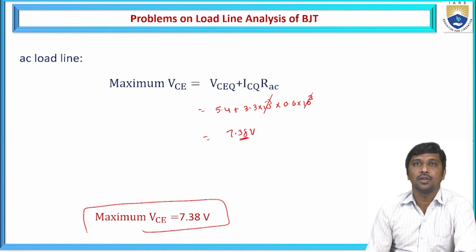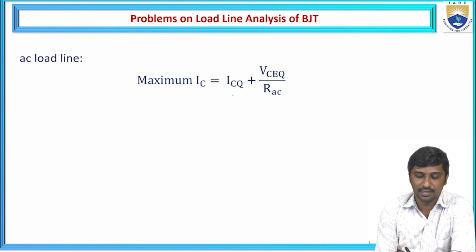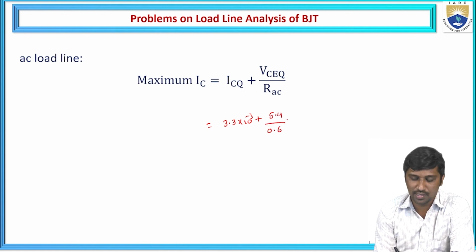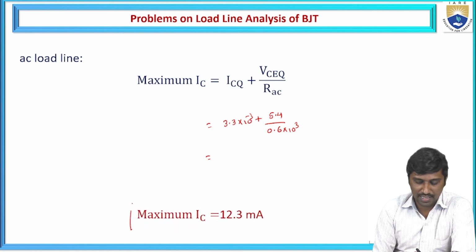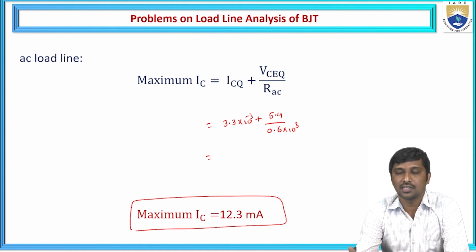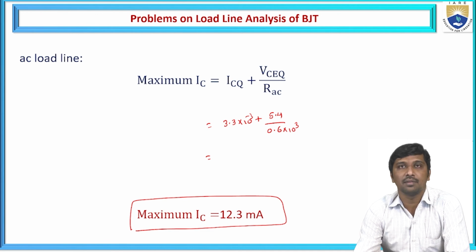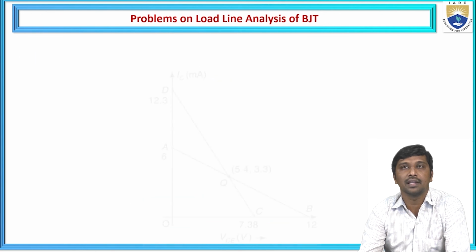Similarly, we need to find the maximum collector current. The maximum collector current is represented as ICQ plus VCEQ divided by RAC. The ICQ value is 3.3 milliamperes plus VCEQ 5.4 divided by the RAC value of 0.6 kilo ohms. Let's solve this. It gives that the maximum IC is 12.3 milliamps. Now by using all these statements, we observed the DC load line and optimum operating point, and we also observed the AC load line parameters.